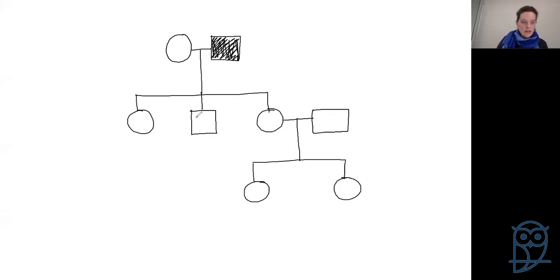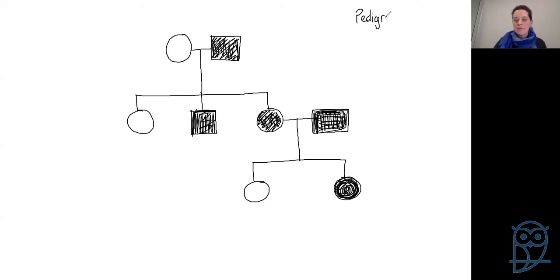So that one is shaded. This one is shaded. This one is shaded. Shading is very slow with this little pen. Okay, and this one is shaded. Shade in circles for a change. Okay, so we are looking here at a pedigree diagram for eye color.